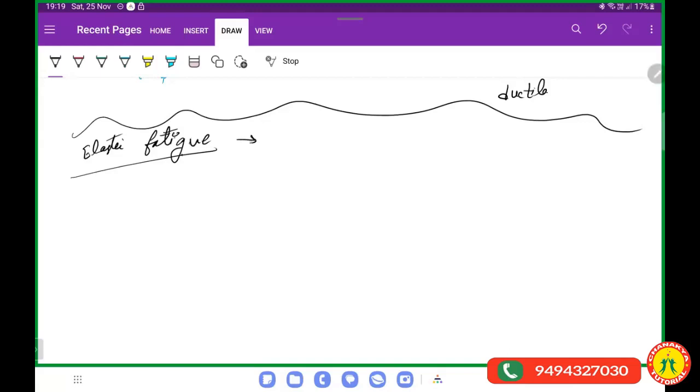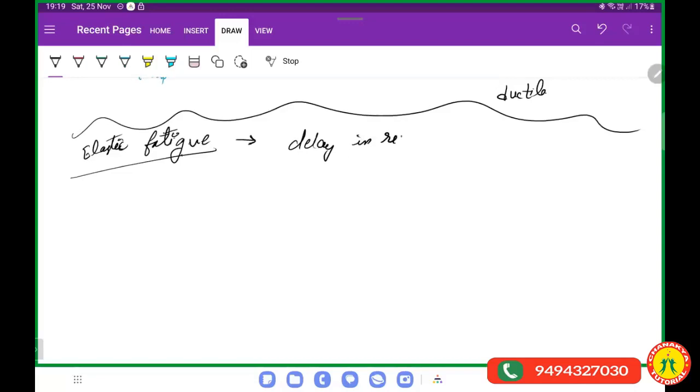So a simple way we can write here: delay in recovery. This is not a definition. I'm just writing simple words. We don't need definitions. I just want you to understand the terms.